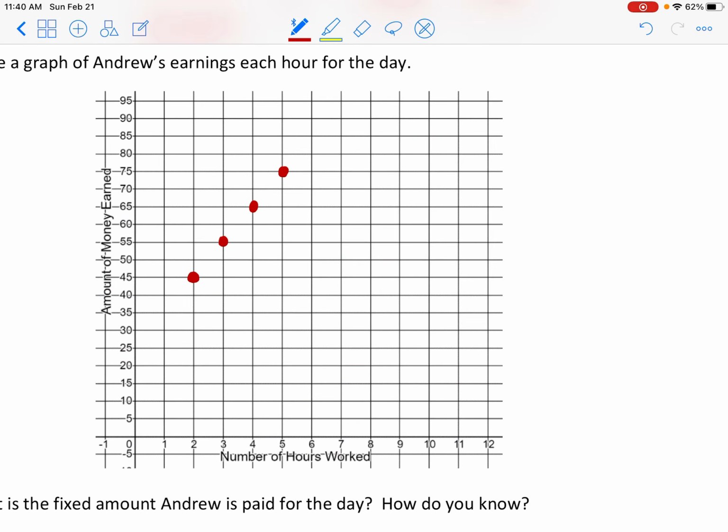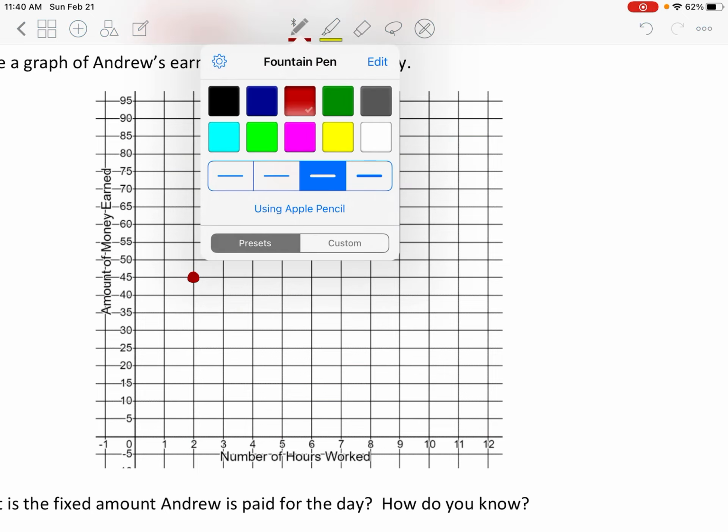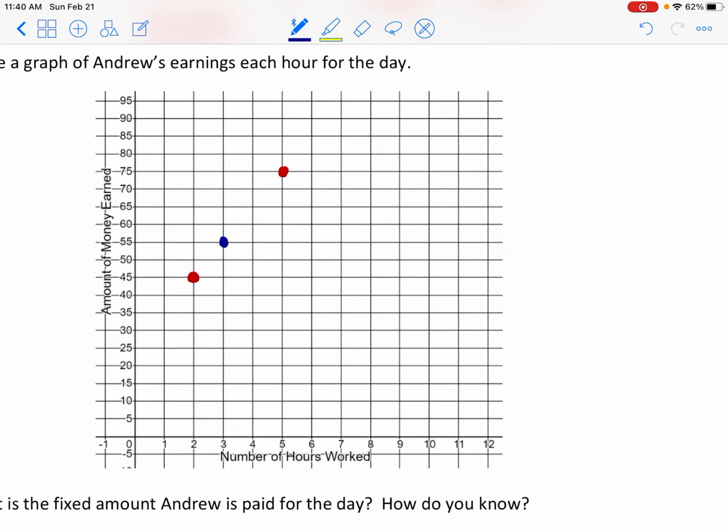So if we were to continue to make this graph, so these were the points that were given to us, and then based on the information here, if we go up by $10 each hour, we can see how that all lines up. And we can make as many points as we want here. Now we can see if he worked, let's say 6 hours, that he'd be making $85. Or if he worked 7 hours, he'd be making $95. Or 4 hours would be $65, and so on.